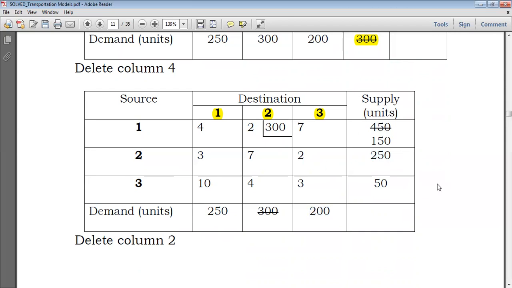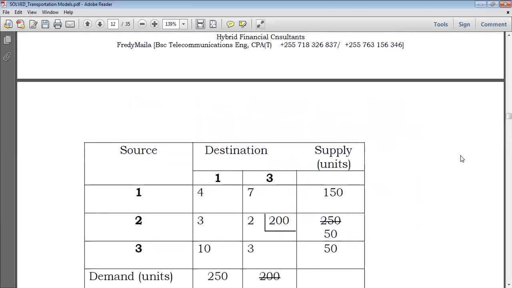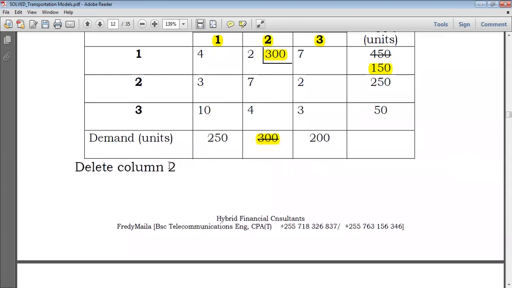And this could have been the problem. And that's why we supply here 300, because it is higher. So by supplying 300, this destination is exhausted with the demand. And this one, which supplied 150 and it had 450, remains with 150 units, just like this. And again, destination 2 has been exhausted and we eliminate it. So we remain with only destination 1 and destination 3. So that's why I said here, delete column 2, which is here.